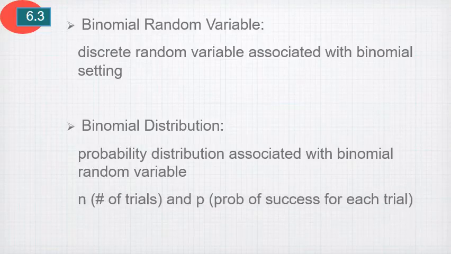Now there are some variables that we use that are specific to binomials. n is our number of trials, and p is our probability of success for each trial. And these are going to be important. So basically, this is the same thing we've been doing before, but now it's a specific case of us having binomials.